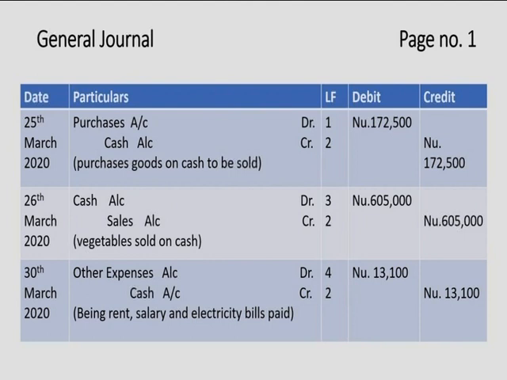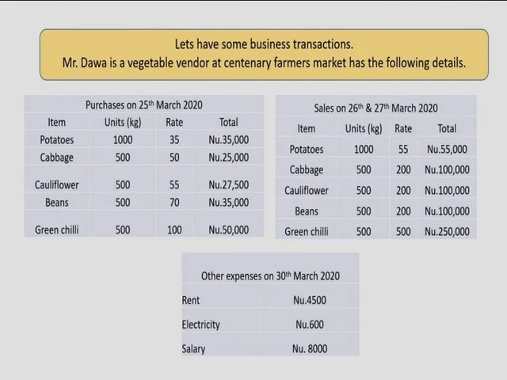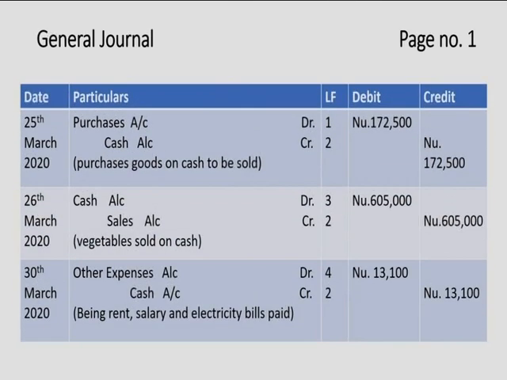So entries for the transactions given in these slides are made in the general journal first, and then you can see on 25th March recorded in the general journal as purchases account debit to cash Newton 172,500. Second journal entry is cash account debit to sales account credit Newton 605,000, and then we have expenses paid, other expenses account debit to cash account 13,100. So this is the journal entry for his transactions.